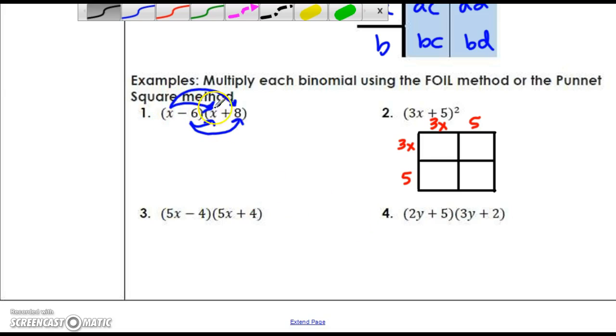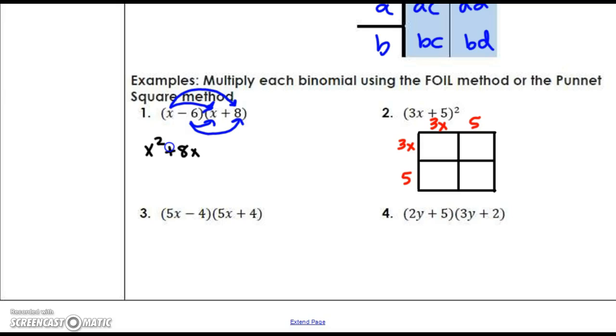So for the first one, x times x is x squared. O, outer, so the outside one and the outside one, 8 times x is 8x. I, inner, so the two inside ones, negative 6x. And last, negative 6 times 8, which is 48, and it's negative. So now what we want to do is combine any like terms, which we've got two x's here. We can't combine it with the x squared because that's x squared, not just x. So 8 minus 6, so a positive 2x, and we're done. There's our final answer.